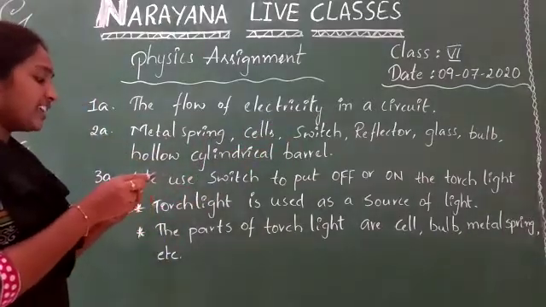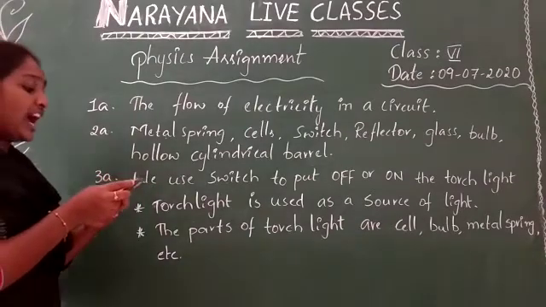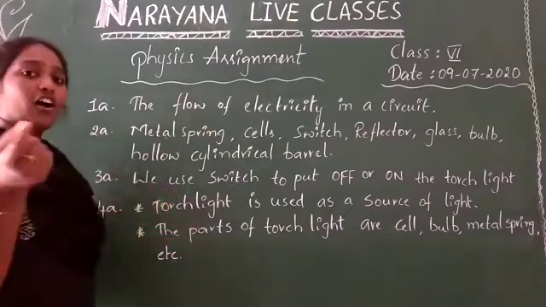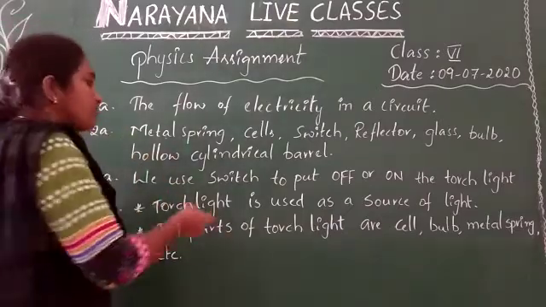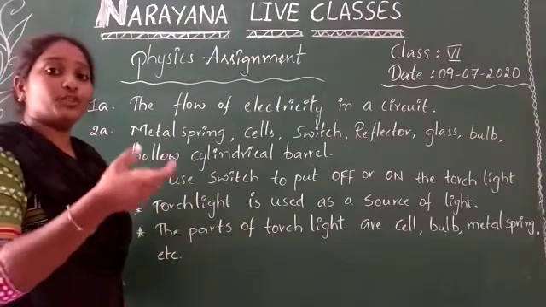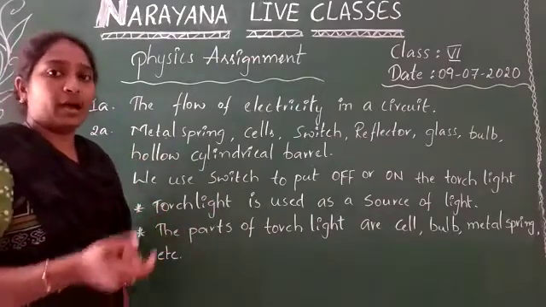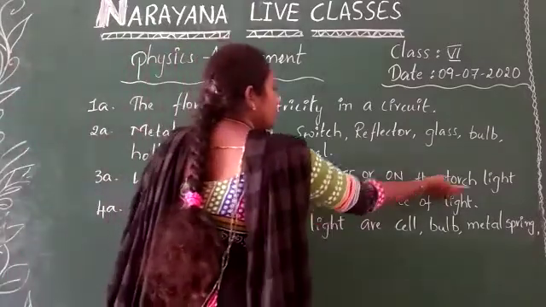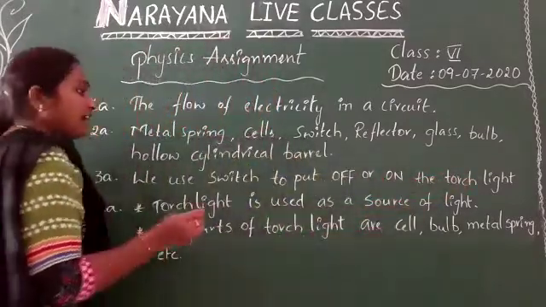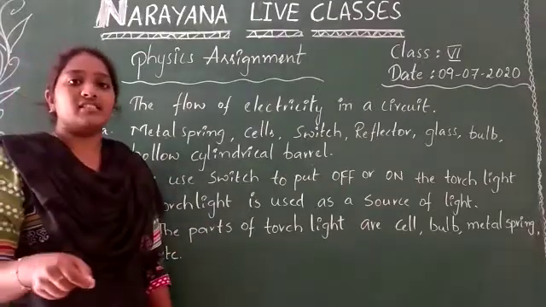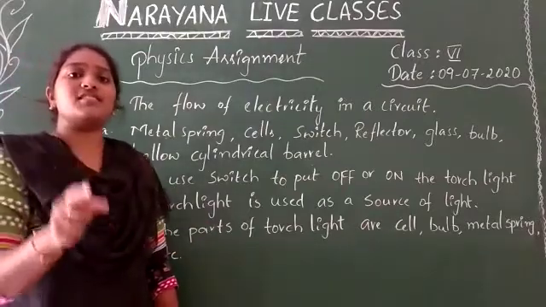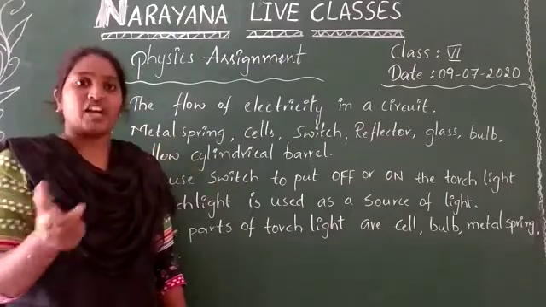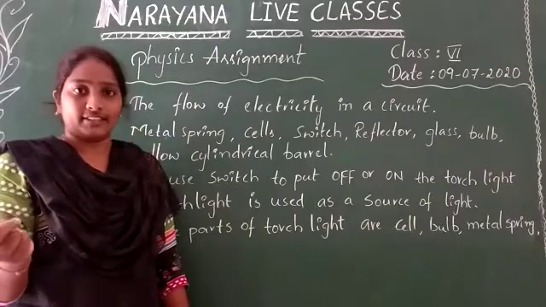And the third question is for what purpose we use a switch and where do we use a switch in our houses? So we know that a switch helps us to put off or put on electrical appliances, right? So here we use a switch to put off or put on the torchlight. At the same time, in our house appliances we observe that switches are used to switch on the fan or switch off the fan, or switch on the light or switch off the light.